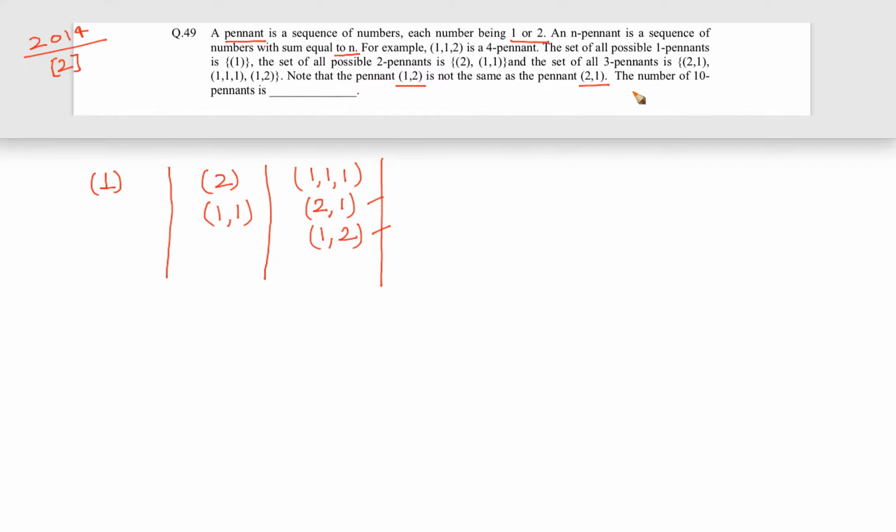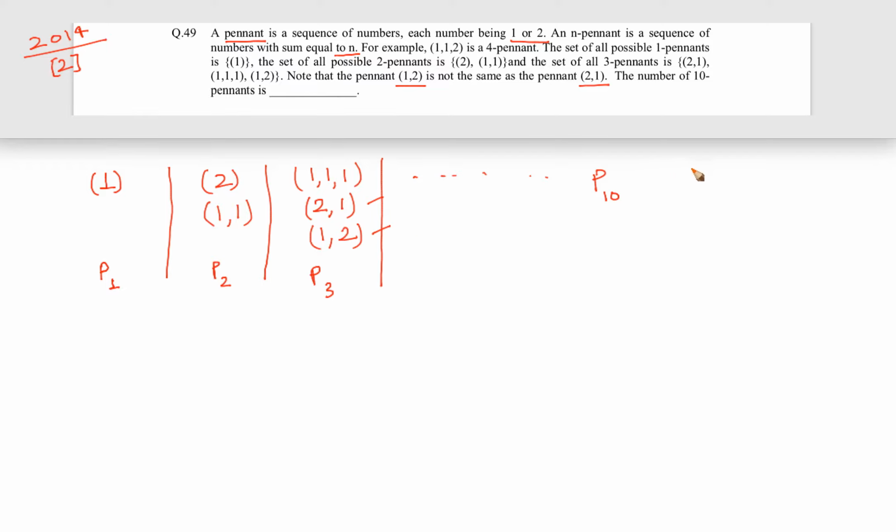Now in the same fashion, if we continue, let's say p n denotes the number of n pennants. So this is p1, this is p2, the number of 2 pennants, this is p3, the number of 3 pennants. In that same fashion, they are asking you to find p10. So what is the number of 10 pennants that they are asking?